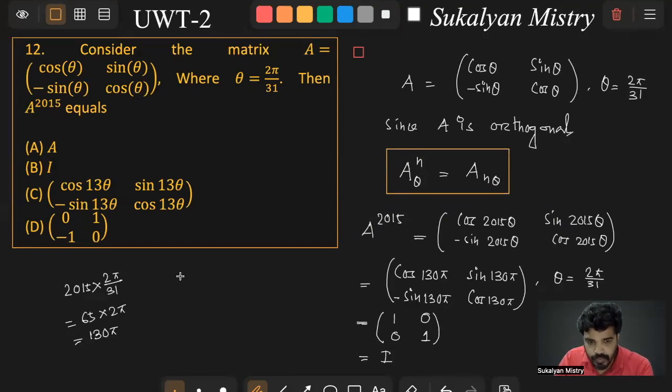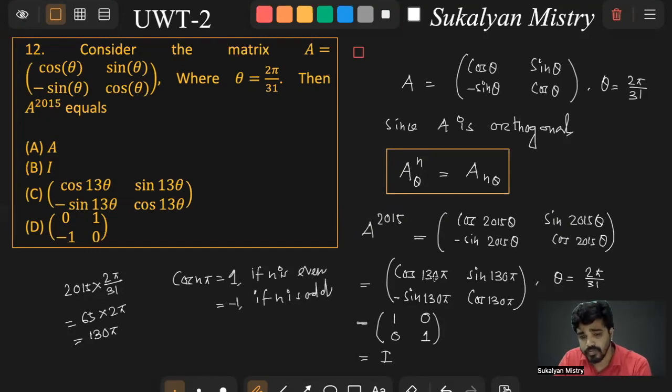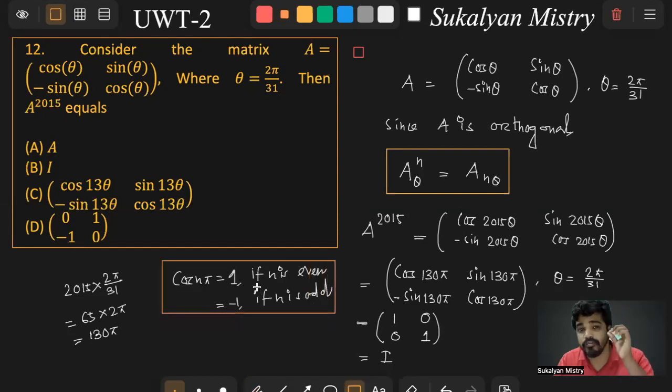So it should be noted that cos n pi will be 1 if n is even. Okay, so this will be minus 1 if n is odd. Note down this. Here n, that is 130, is an even number, so that's why we write 1 here. Sin n pi is 0, so apply this trick. Cos n pi is 1 if n is even, and cos n pi is -1 if n is odd. Okay, so which option is correct? So option B is the correct answer.